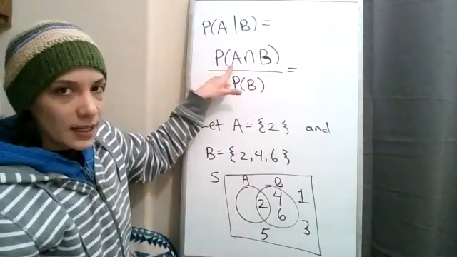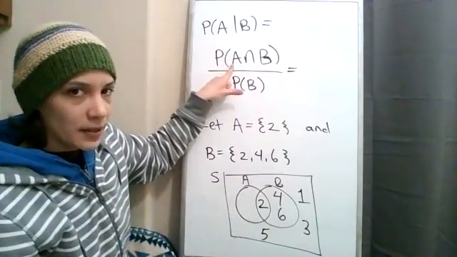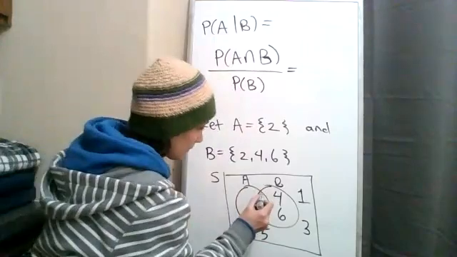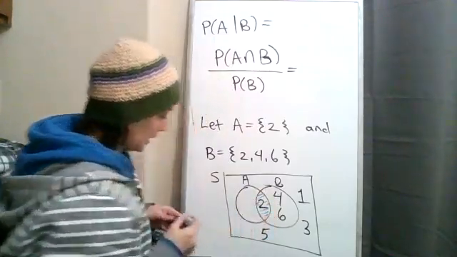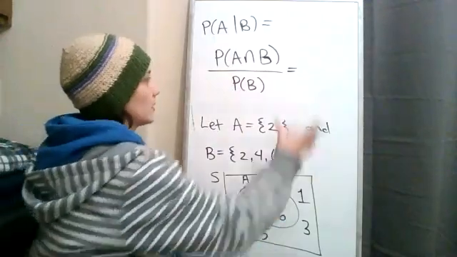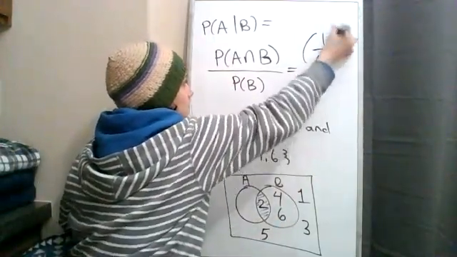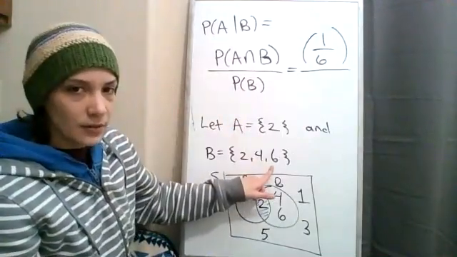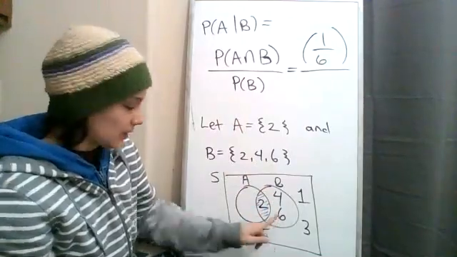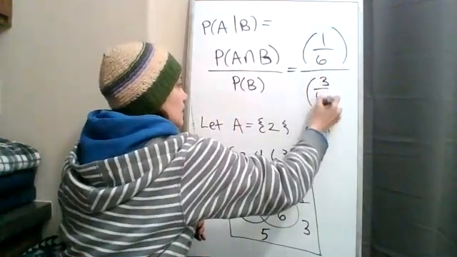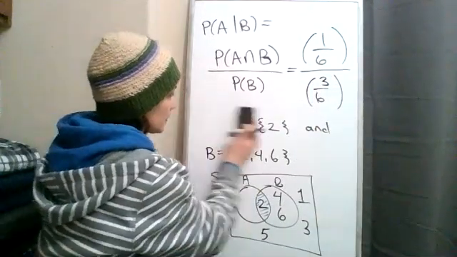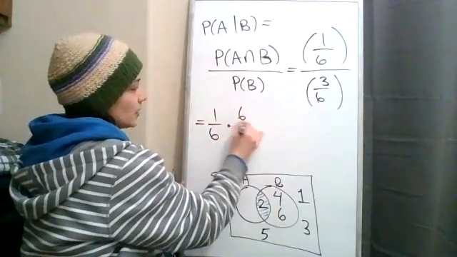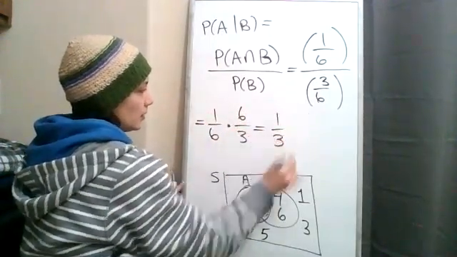This probability is how many times event A intersect B occurs out of the total. It's 1 time out of 6. Okay, event B occurs 1, 2, 3 times out of 6, or you can count 1, 2, 3 out of 6. Multiply by 6/3.